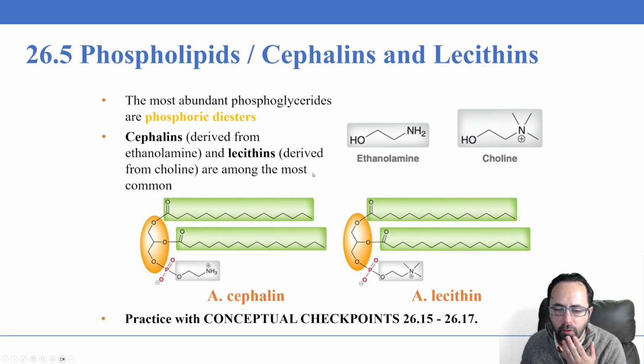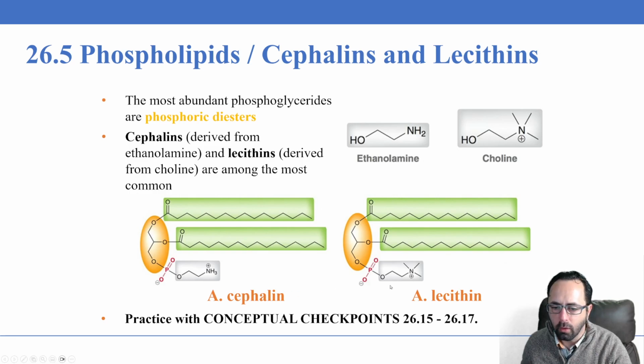Now, there are 2 very common phosphoric diesters. One of these is called cephalins, and these have the group here, which is called ethanolamine. It's called ethanolamine because if you were to hydrolyze it from this phosphoester, you would get ethanol, 2 carbons, and an alcohol with an amine attached on the second carbon. So it's called ethanolamine. And at biological pHs, like in amino acids, the amine is generally protonated. And so we have 4 bonds and no lone pairs on this nitrogen, giving it a positive formal charge.